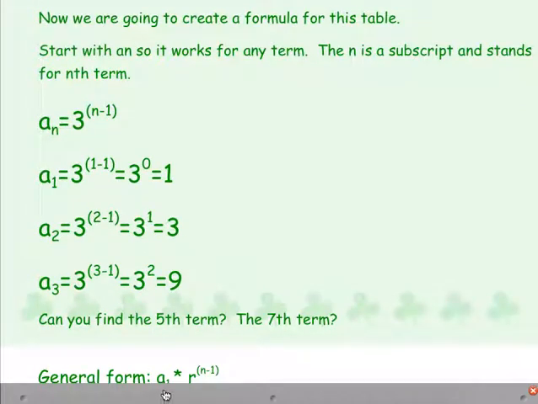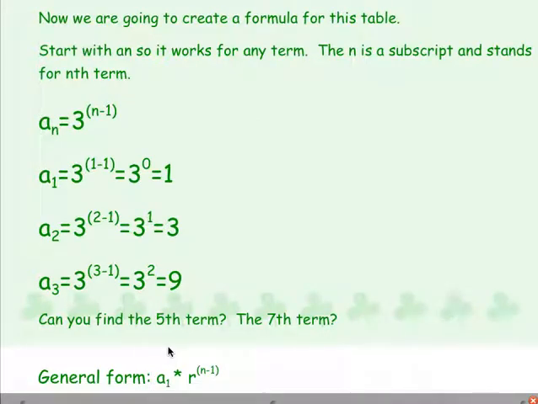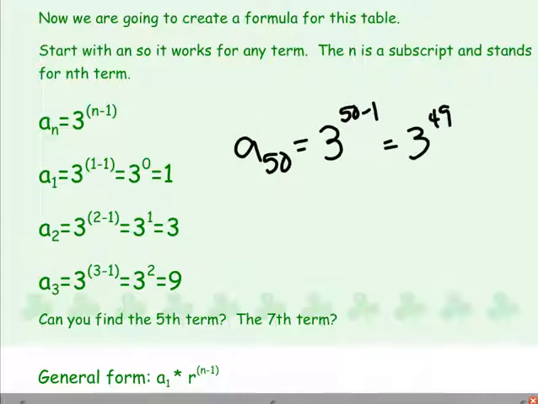What this means is that I could find the 100th or millionth term just by doing, maybe we say we want the 50th term, a sub 50. That would equal 3 to the 50 minus 1. So I would just have to do 3 to the 49th power to find my 50th term in this sequence.